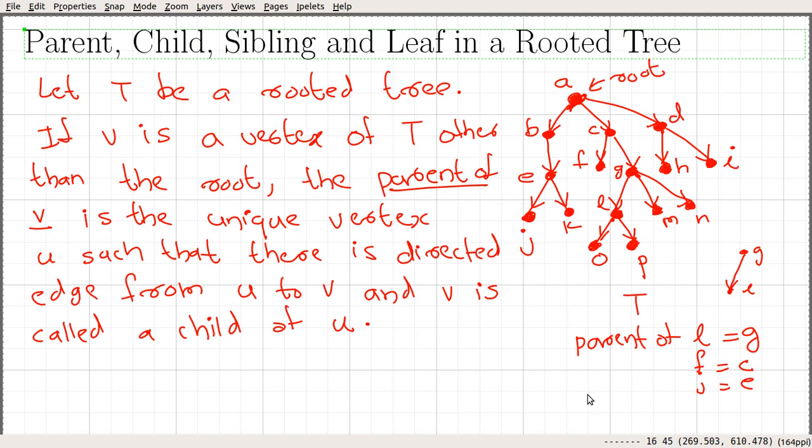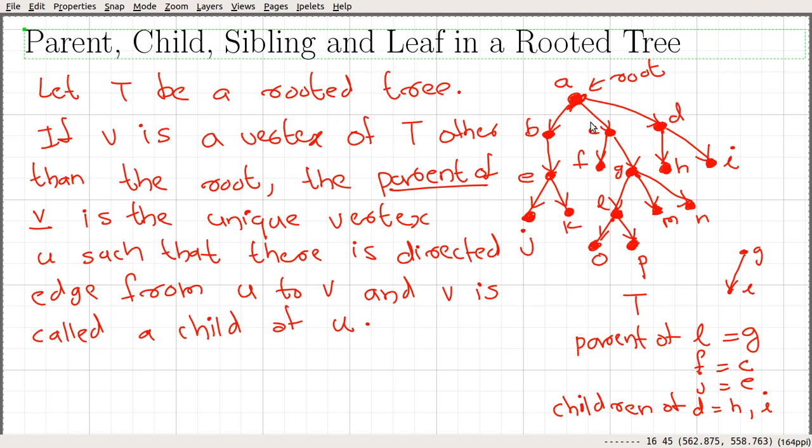For example, the children of D in this case are these two vertices H and I, and similarly the children of A are B, C, D. Here we say that B is a child of A, since we have this directed edge from A to B, and that says A is the parent of B. Similarly C is a child of A because we have this directed edge, and A is the parent of C.